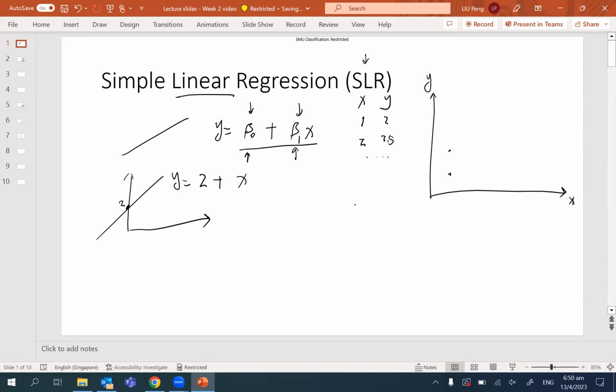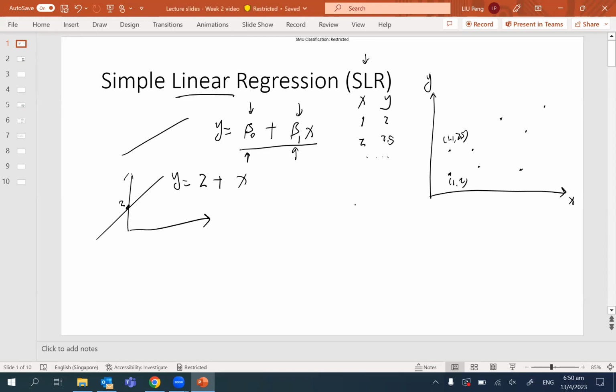So I have multiple points, which may look like this. We have a bunch of points, and each point has a coordinate. This coordinate may be 1, 2, maybe this is 1.1, 2.5. Each point has a coordinate corresponding to the value of x and y.